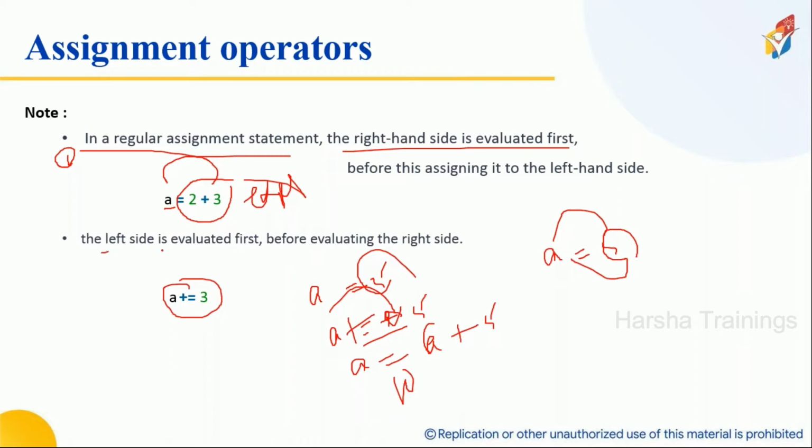The left hand side is evaluated first, before evaluating the right side. In an assignment operation, two things will be done: the right side expression is evaluated. In the normal case, first the right side will be evaluated and assigned to the left side. If I use this kind of shorthand syntax, the left hand value A is used along with the right side, then the expression will be evaluated, and the result assigned to the left side. Got it? Okay.